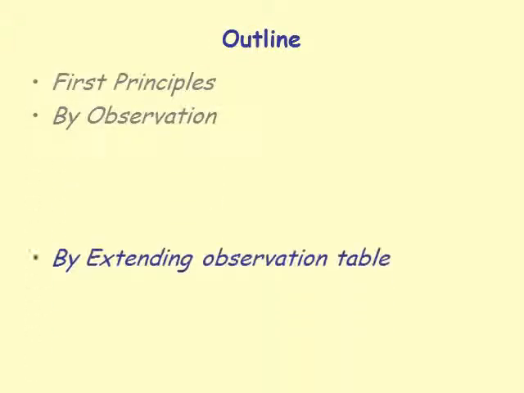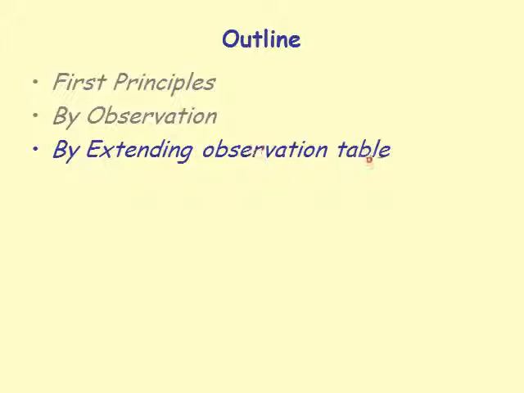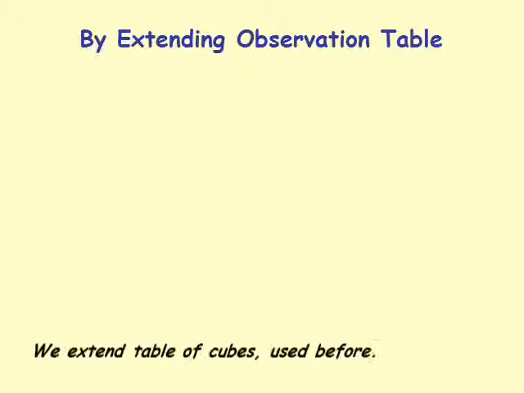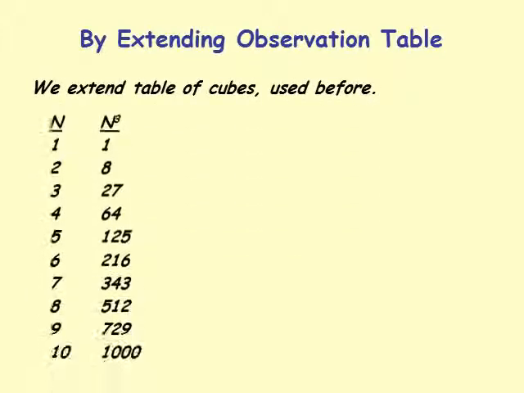Next section here. Now we would extend the observation table. We use the first 10 cubes. Now we would extend that a little further, have more entries in my cubes table. Let's continue here. Now we will extend the observation table, which is the table of the cubes. This is the table we used before of first 10 digits, cubes of first 10 numbers.